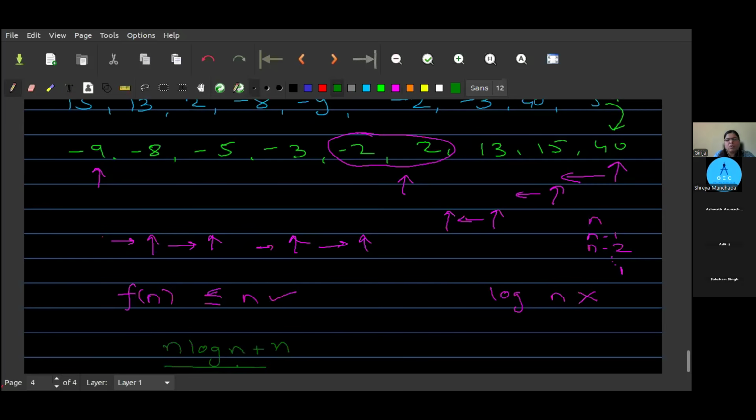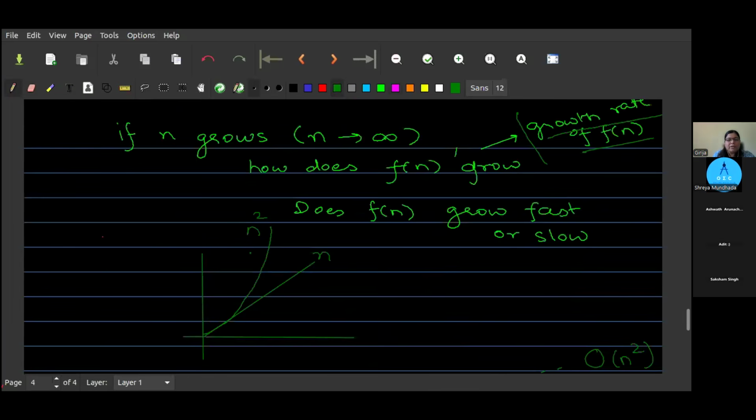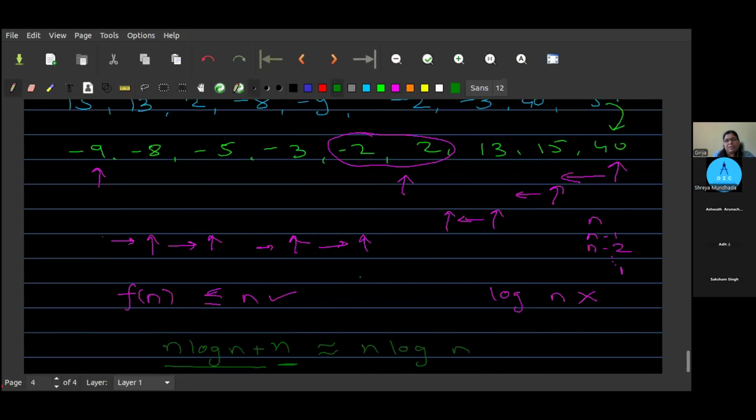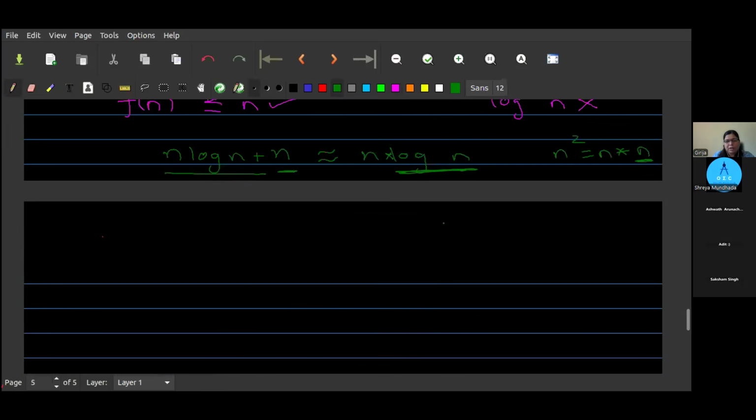N log n will grow faster than n, so we will approximate it to n log n. But this is a better approach, right? Because n square will dominate n log n. Do you agree? What is n square? N square is n into n, right? Whereas this is n into log n. Because n dominates log n, you can see that n square is going to dominate n log n.